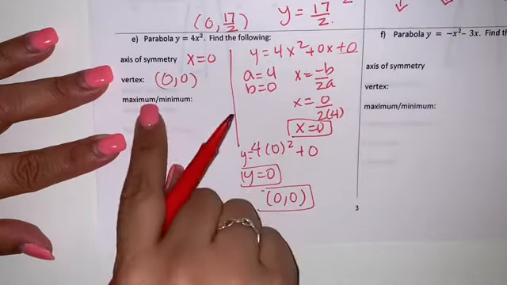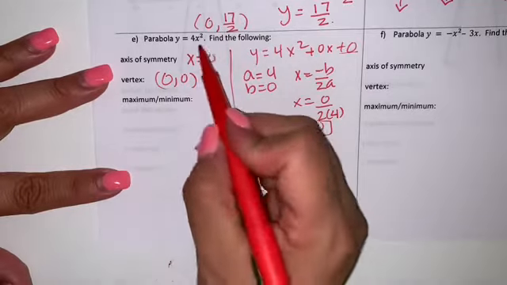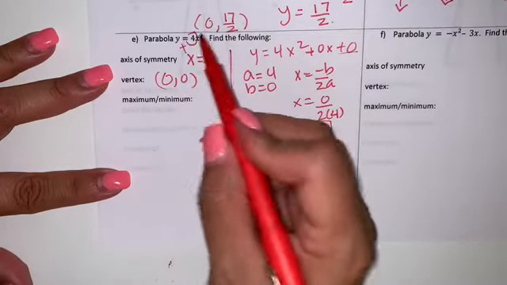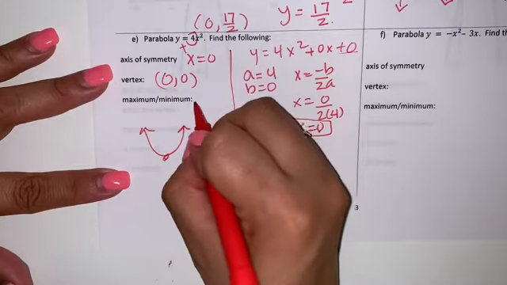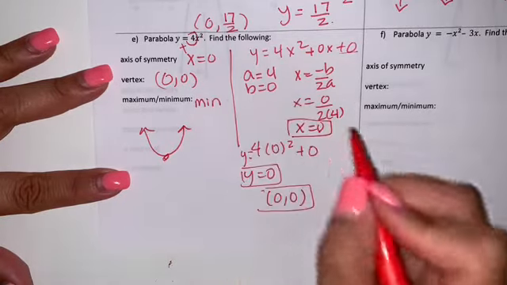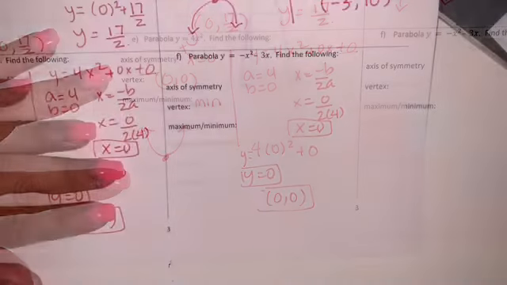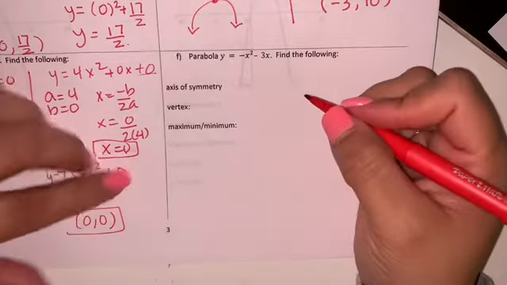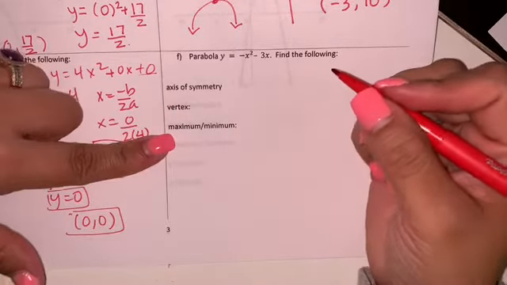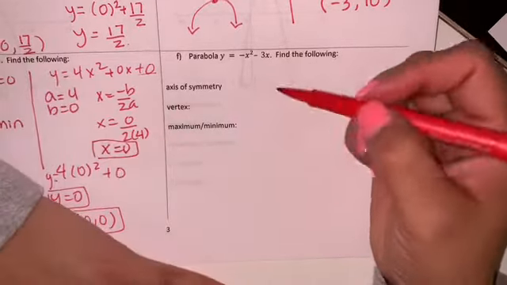And I want to know if this is my maximum or my minimum. The leading coefficient is positive, so that means my graph is going to open upwards, so this is a minimum. Okay, let's go ahead and do F. Parabola y equals negative x squared minus 3x. Find the following: axis of symmetry, vertex, and maximum or minimum.